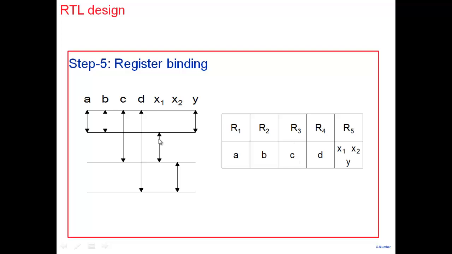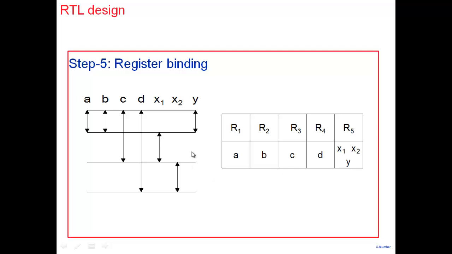Now X1, well, let's assign it to R5. And then X2. What are the possibilities for X2? Any of these I could assign, right? X2 I could have assigned here. So many possibilities are there, as you can see here. And Y, what are the possibilities for Y?